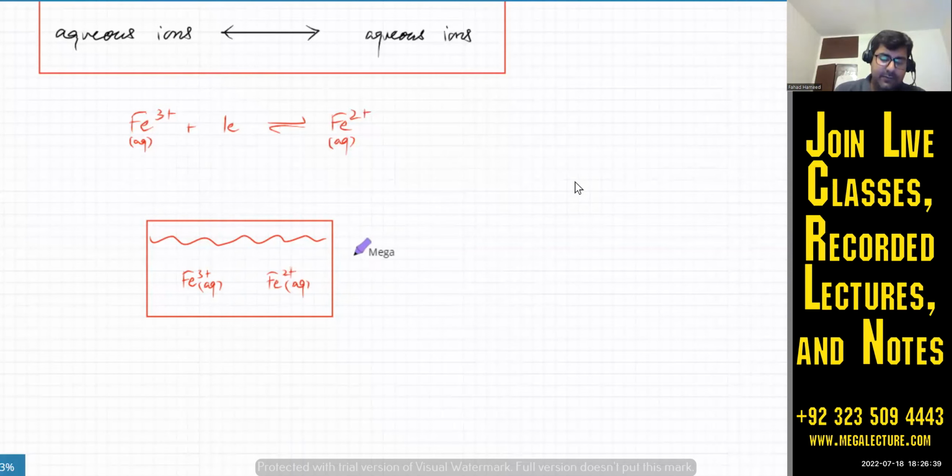Let's say Fe3 plus likes to gain electrons. Where would it gain those electrons from? So you need an inert electrode, a source. What you'll do is add a platinum electrode. If Fe3 plus likes to gain electrons, it will start gaining electrons from the platinum electrode, and the platinum electrode would become electron deficient. There's going to be a positive charge that's going to build up.